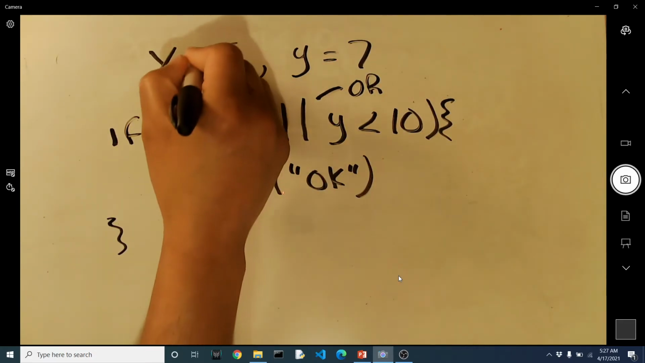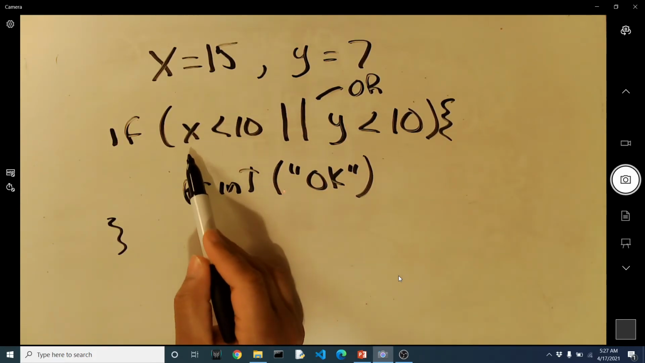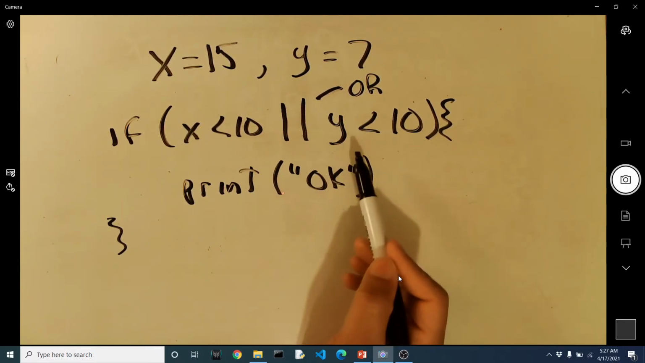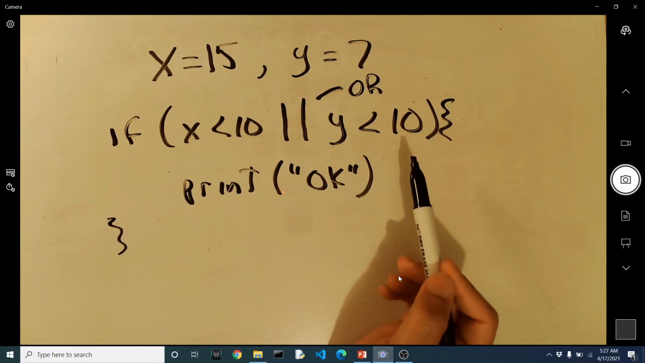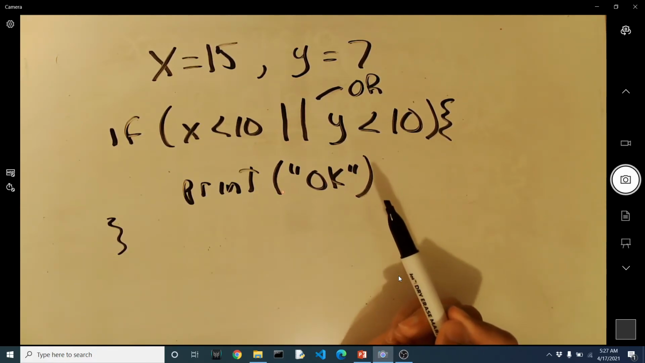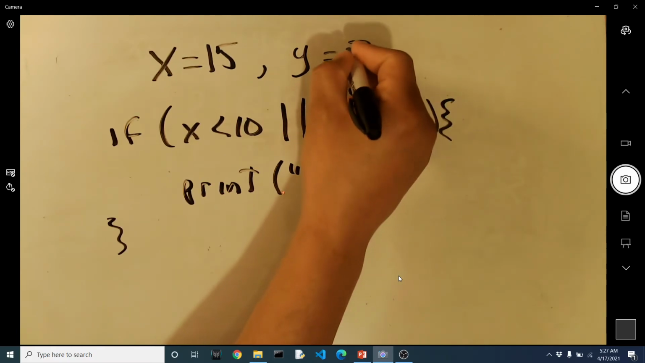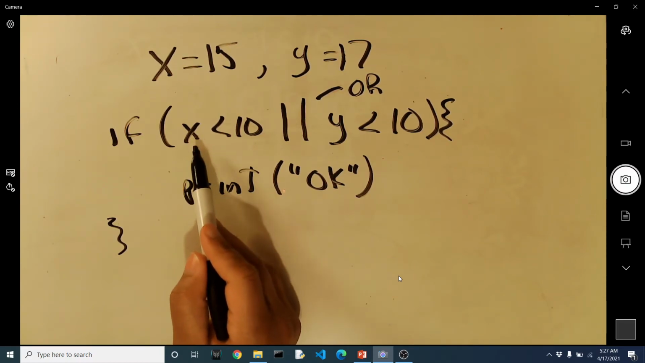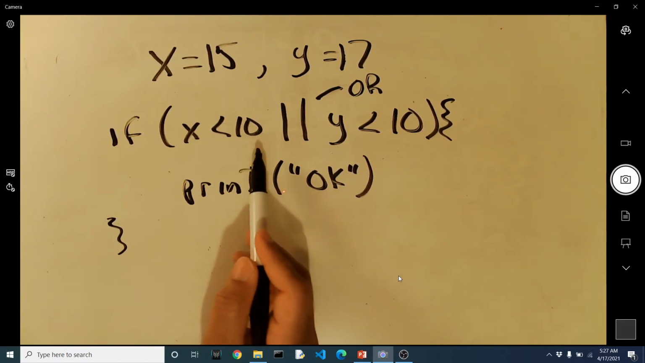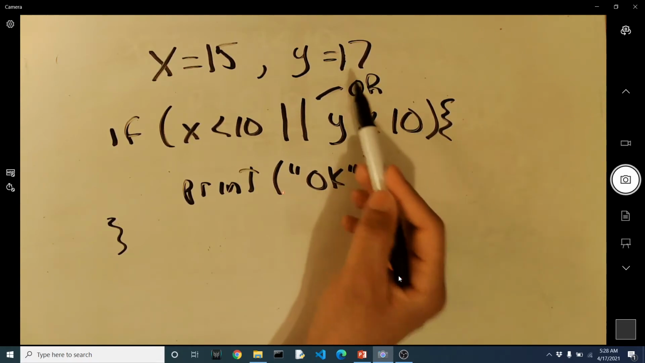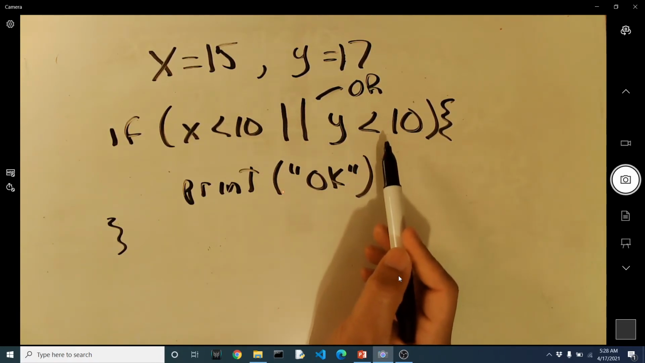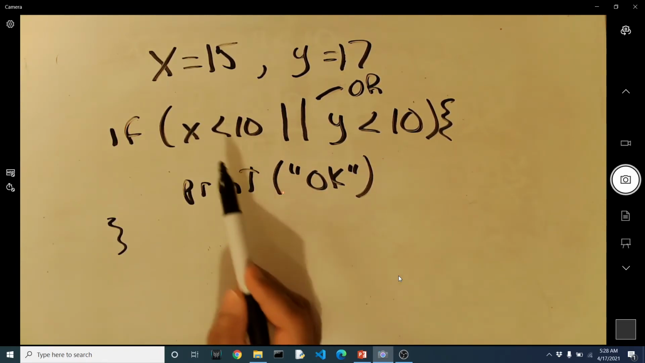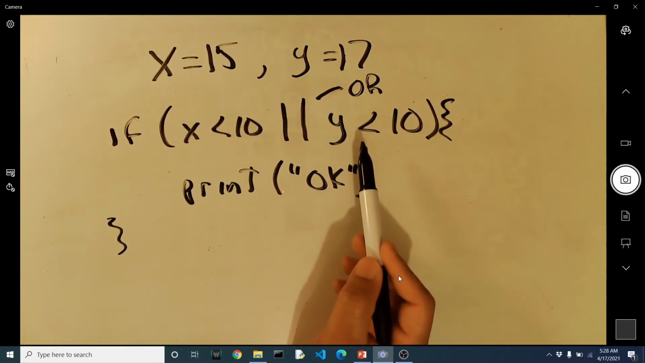Let's flip this around. So is x less than 10? It's not. It's 15. Or is y less than 10? Well, it happens to be y is less than 10. So at this point, we're going to print out the word okay as well. Now, I believe this is our last combination. Is x less than 10? It's not. Or is y less than 10? It's not either. So neither condition is being met, which means we don't print out the word okay. Hopefully you saw that in this case, neither condition was met, so we can't print it out.